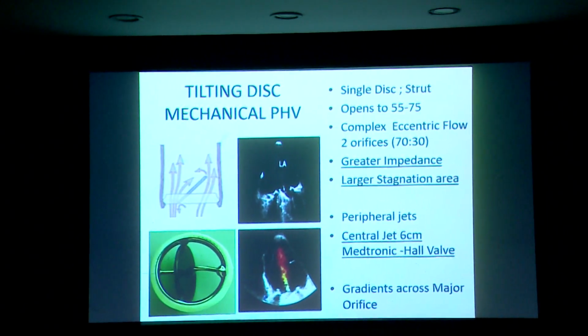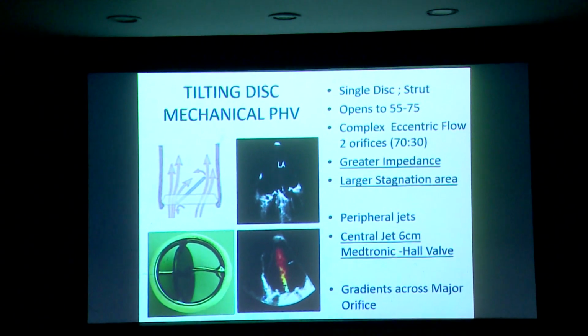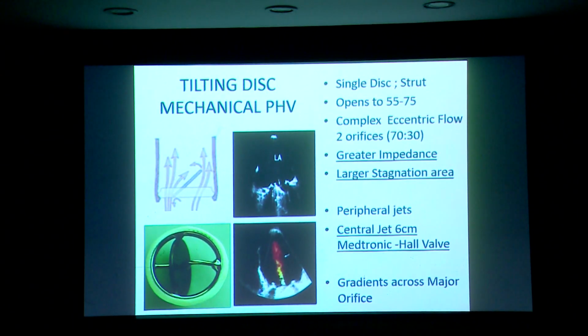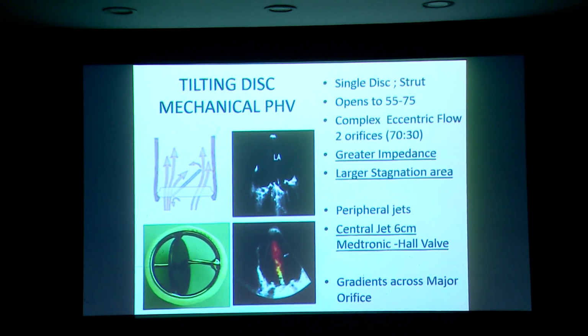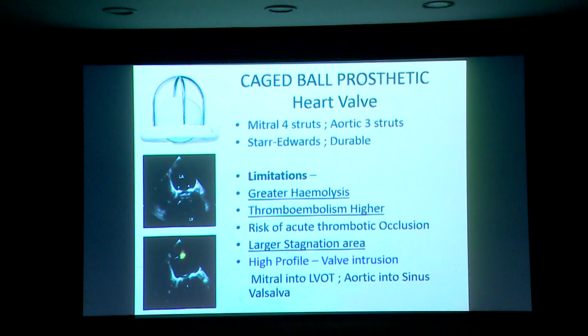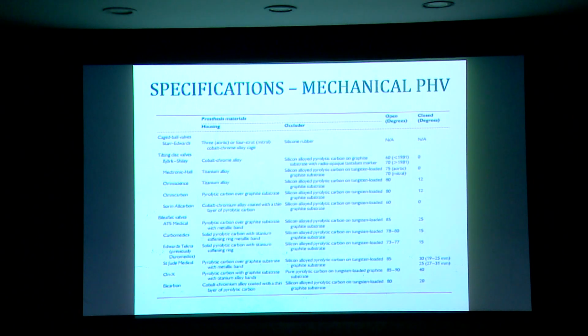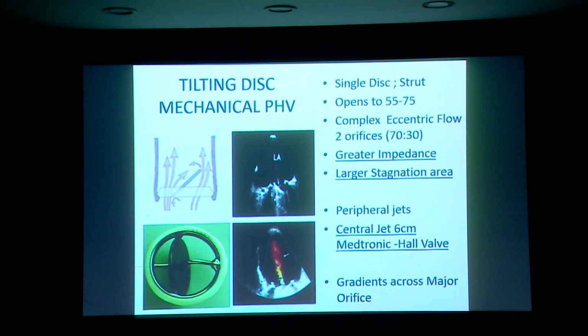The other valve is the Kay-Tex valve, which typically has two orifices of different sizes, and gradients are always measured across the bigger orifice. This has the largest stagnation area. The opening angle here is lesser than the bileaflet valve, so it has greater impedance, greater gradients, and a larger stagnation area.